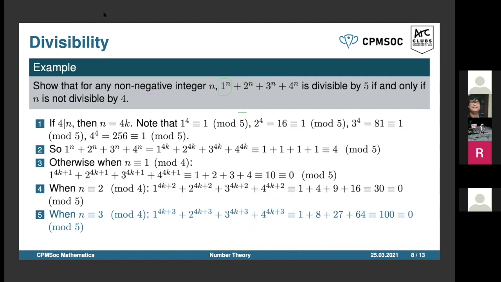Great. Yusiri, do you think you could relate this to Fermat's little theorem? Oh yes. There is a faster way of dealing with these cases, or at least looking at the values of 1 to the 4 and 2 to the 4 and so on.